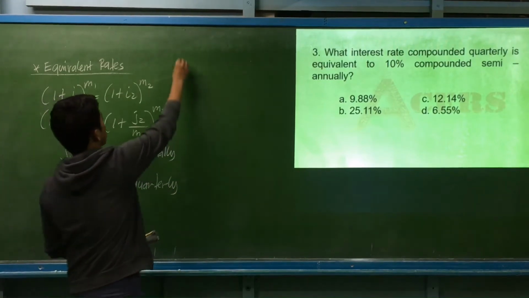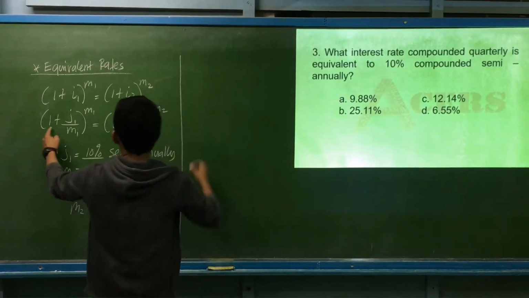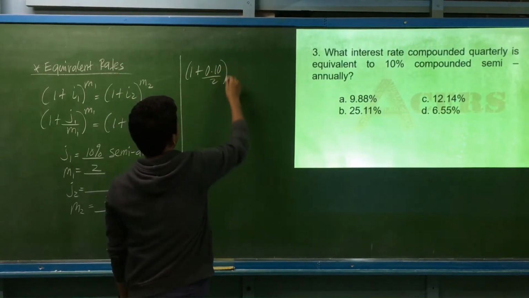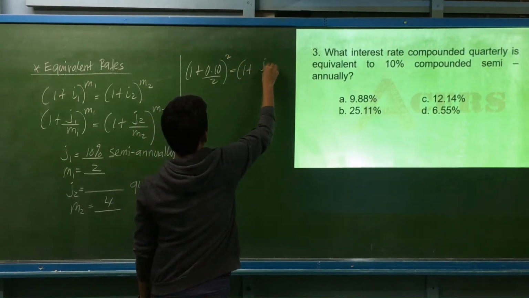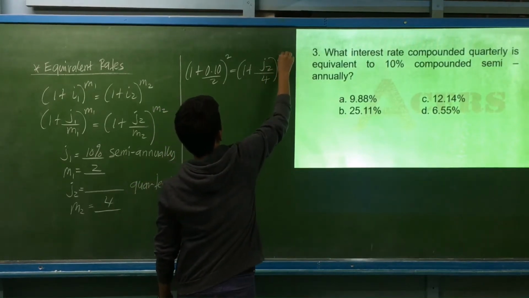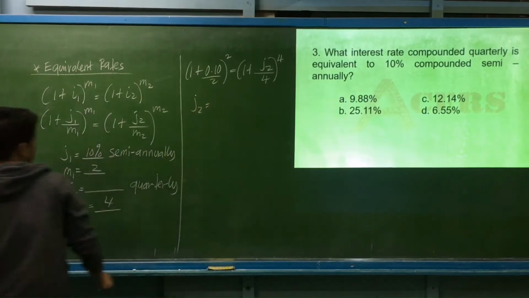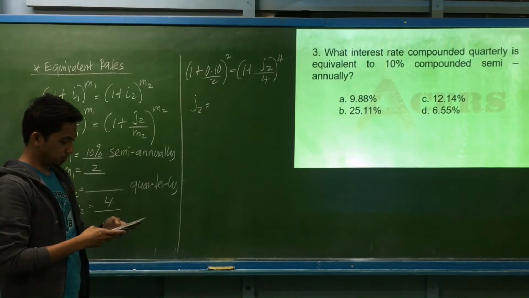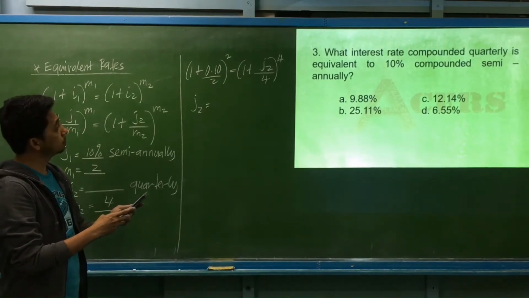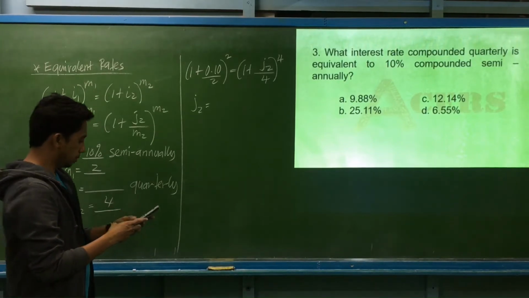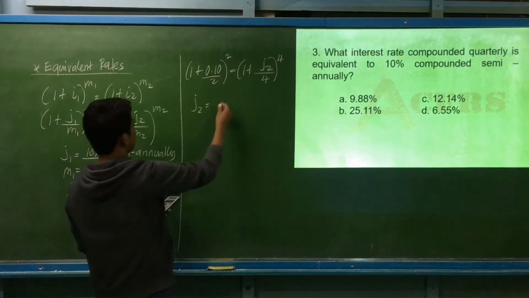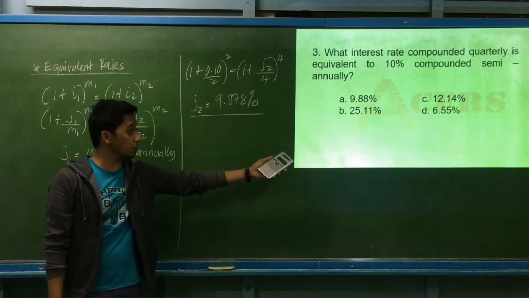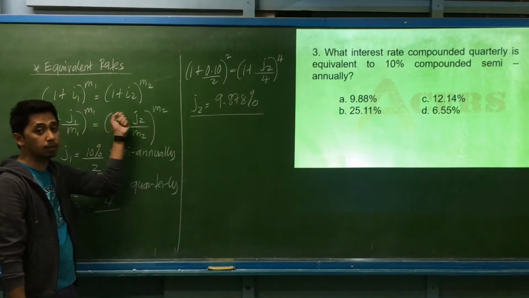And so let us compute for the equivalent. We have (1 + 0.10/2)^2 = (1 + j2/4)^4, where we are looking for the nominal rate j2 compounded quarterly. So what is the equivalent nominal rate, which is quarterly? It is 9.878%, or in our choices, letter A, 9.88%. So these are equivalent rates.